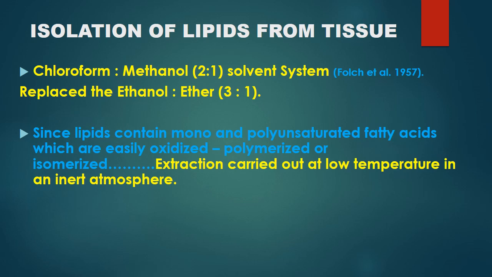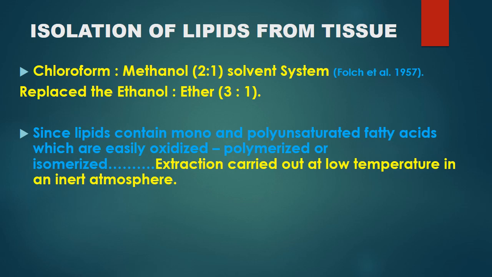Here, just quickly, we will mention the isolation or separation of lipids from the tissue, or extraction of lipids from the tissue. This is a practical aspect. For estimation of lipid we need to extract it. The classical method is chloroform and methanol at 2:1. This is a solvent system commonly used, established by Folch et al. in 1957. There are other alternative options like ethanol and ether at a 3:1 ratio.